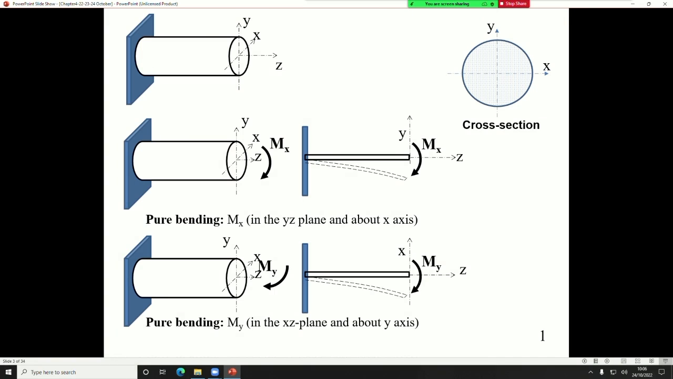Now, if you look at the top figure, it is also subject to a moment. But the plane of the moment is the xy plane, and the xy plane is, obviously, the same plane as the cross-section. So the effect is twisting the structure. So we call this a torsional moment. The other two are called bending moments, but all of them are obviously moments. So to summarize, if the plane of the moment is normal to the cross-section, the effect is bending. If the plane of the moment is tangent or parallel to the cross-section, the effect is a twisting or torsional effect.